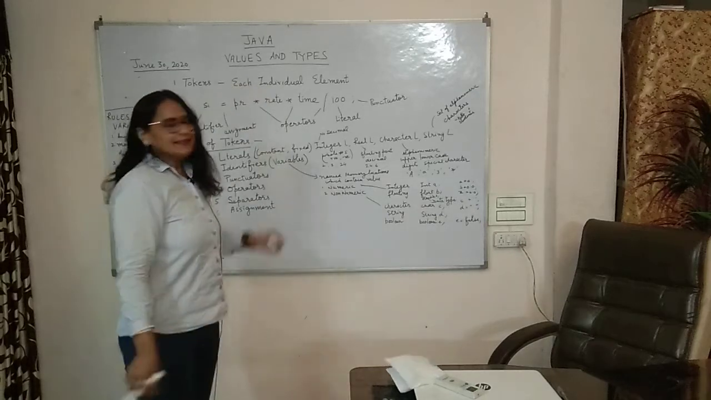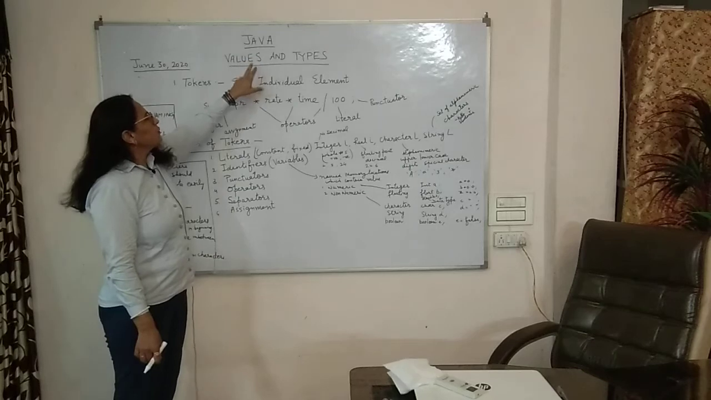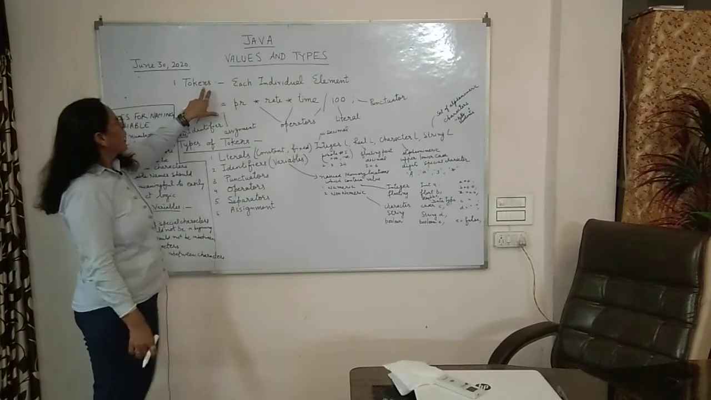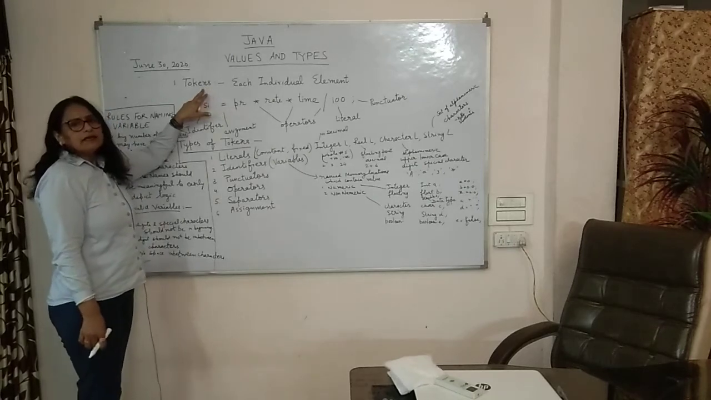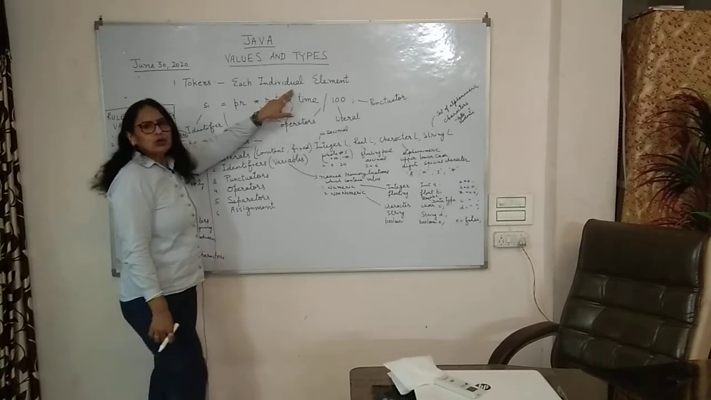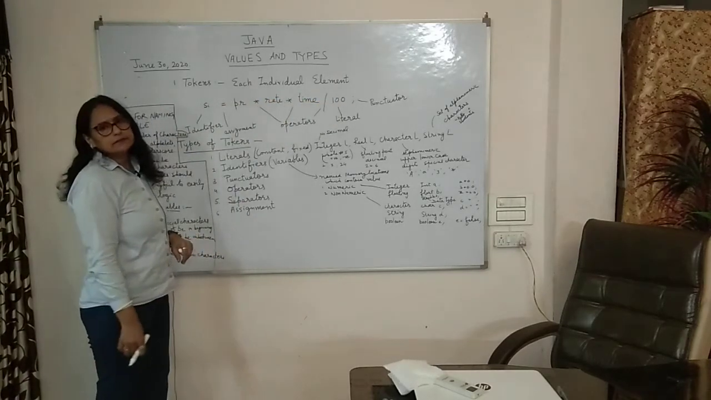Hello friends, let's start with another topic of Java, which is values and types. First of all, the topic is token. Tokens are each individual element of a statement.